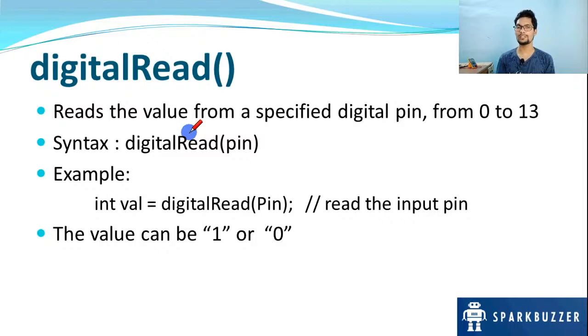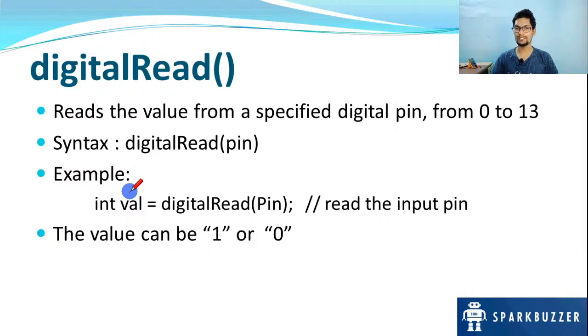So the digital read function is used to read values from the specified pin from 0 to 13. These are the digital pins, I told you, from 0 to 13. Here is the syntax for the digital pins: digital read pin, and the read value of this pin is stored in a variable called value, and this value can be 1 or 0.